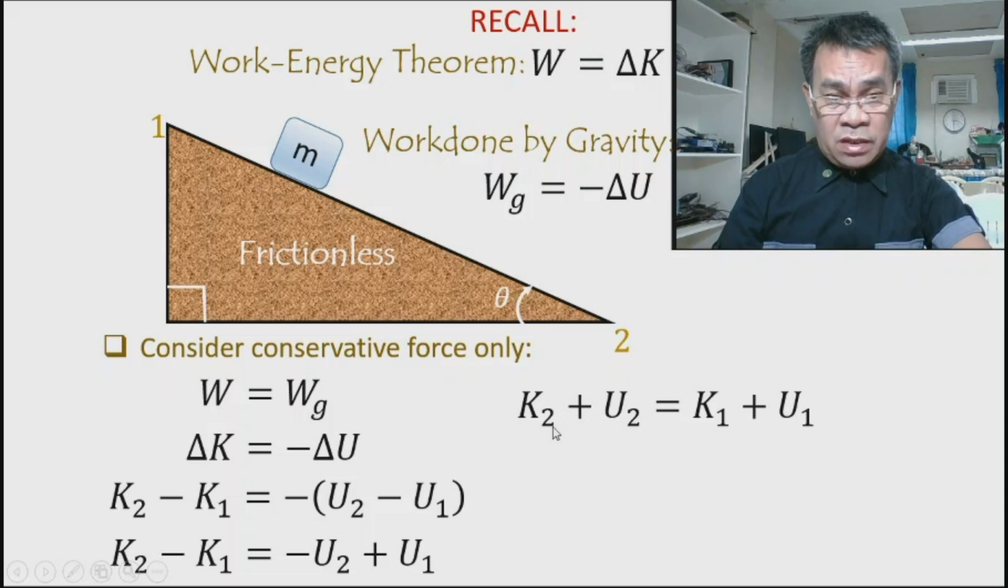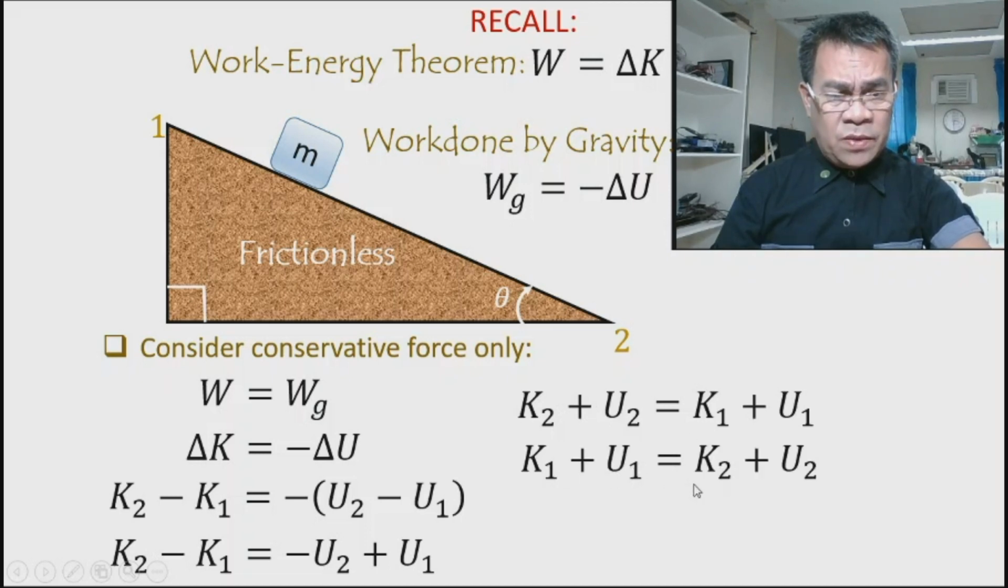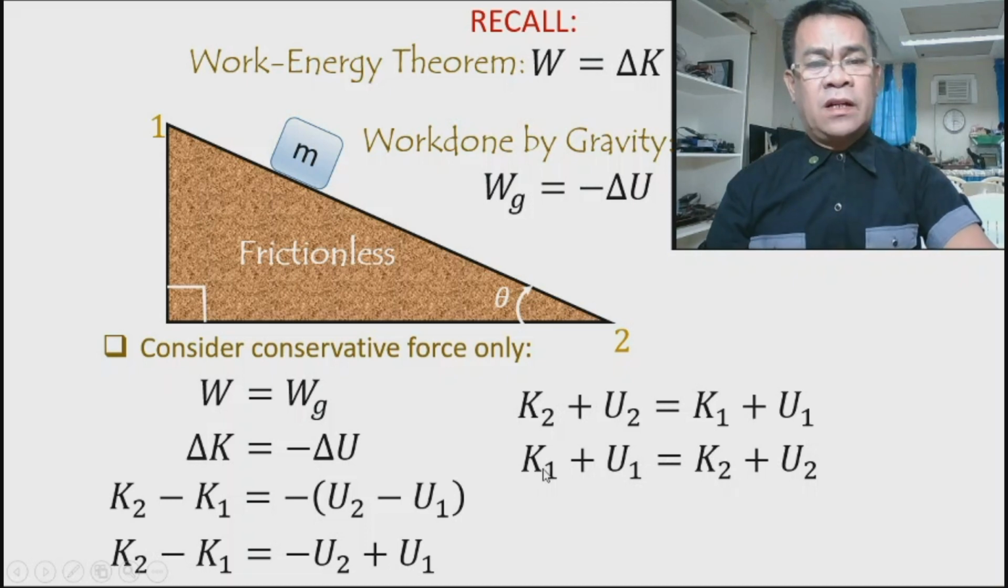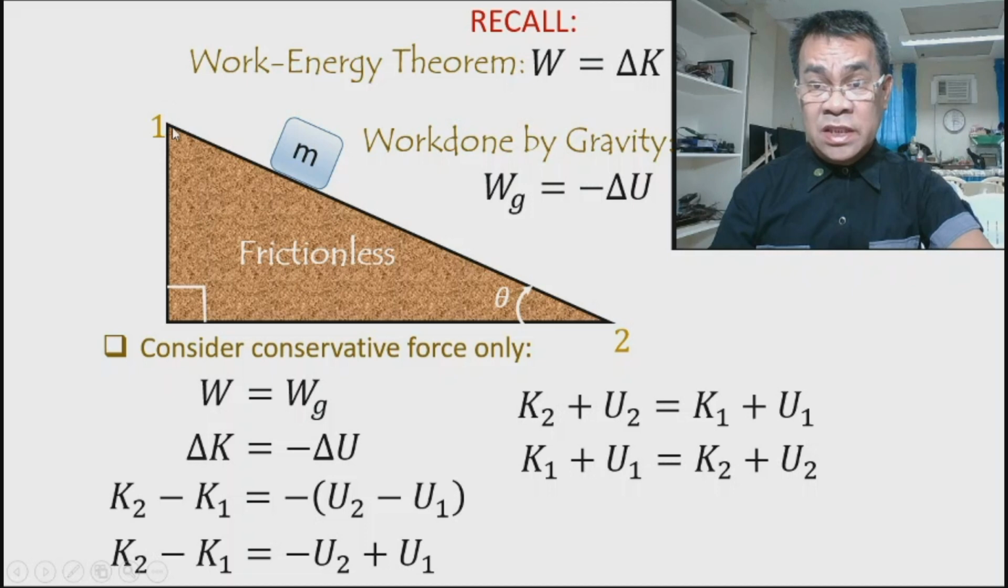We are combining terms that have the same subscript. So therefore, we can say that K1 plus U1 is just equal to K2 plus U2. Now, what is K1? Again, K1 is the initial kinetic energy at point 1. And we have U1. U1 is the gravitational potential energy at point 1.